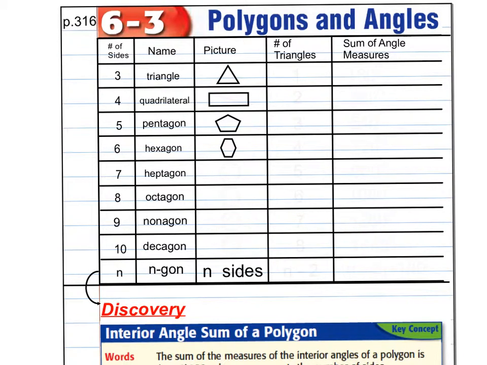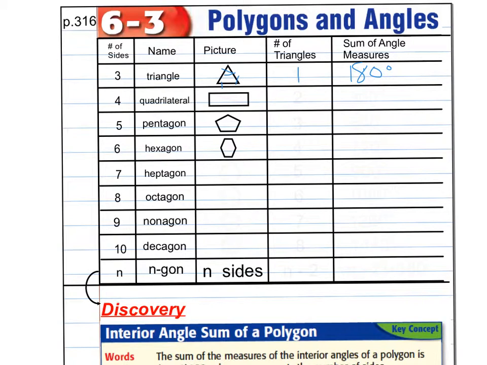So what their names are and the number of sides. So a 3-sided is a triangle. We know what that looks like. The number of triangles that fit inside is just 1. The sum of the angle measures, meaning this angle, and this angle, all add up to 180 degrees.